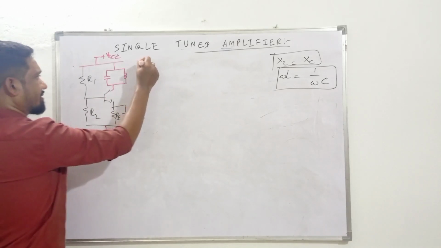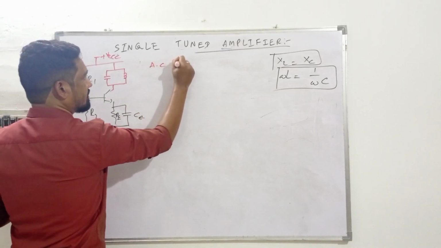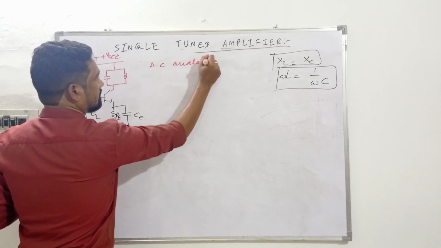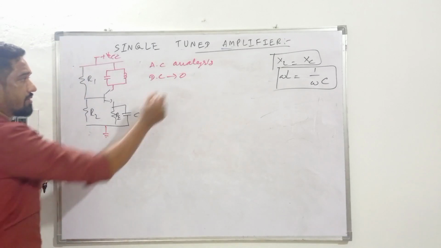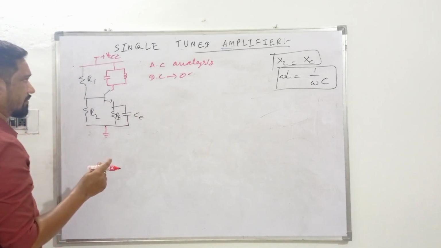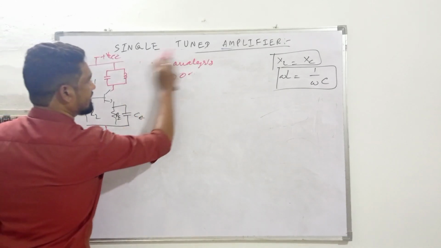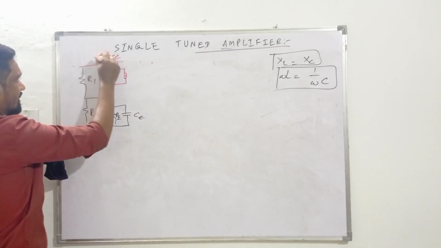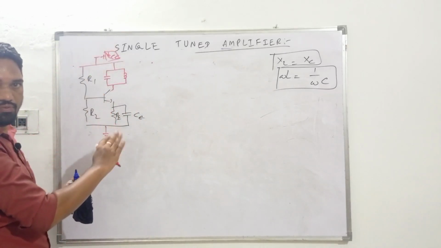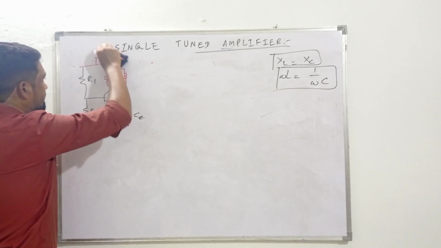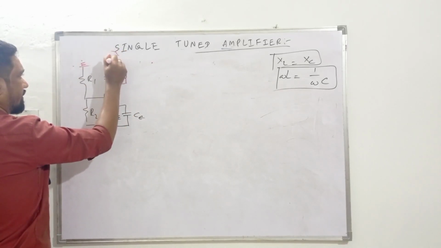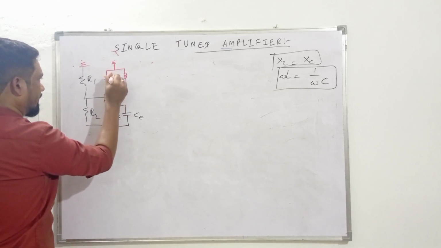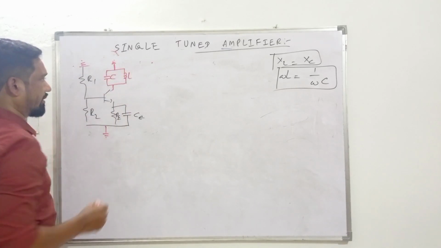Now, as far as AC analysis is concerned, DC is made 0. Remember that one. For AC analysis, we don't have DC. VCC is the DC in the circuit which we are working on, and this is grounded, removed and grounded, and even this side we have a ground, right? So we have a capacitor C and inductor L.